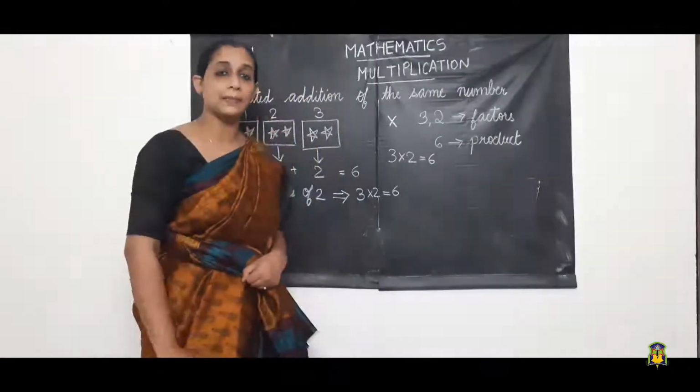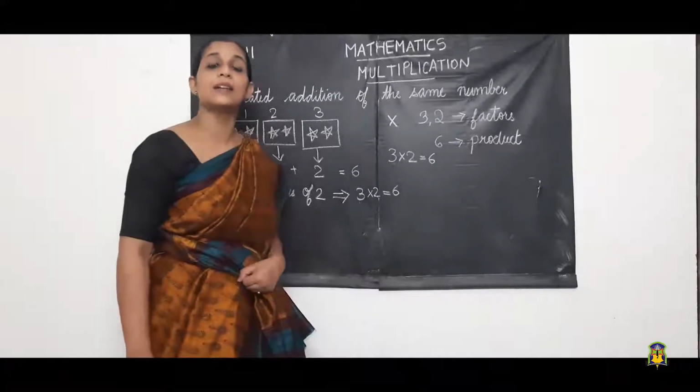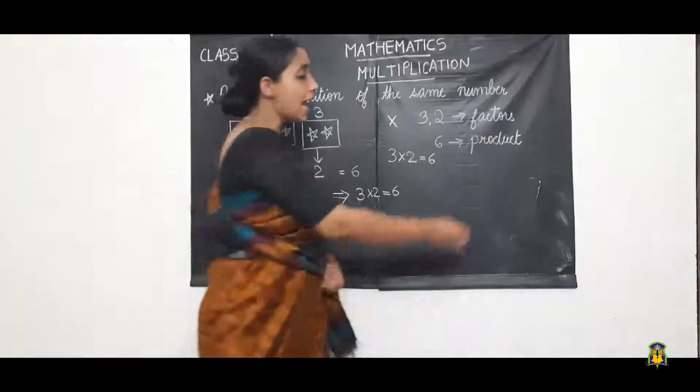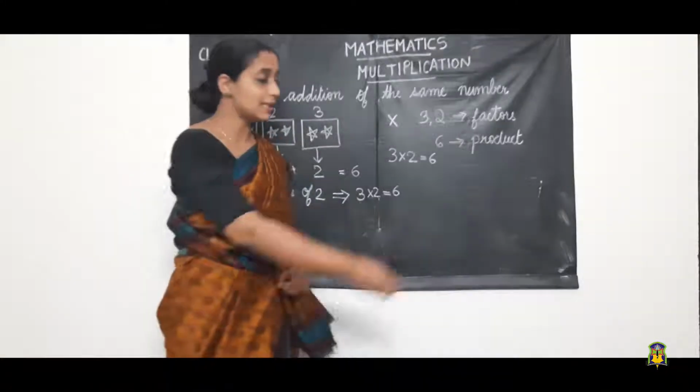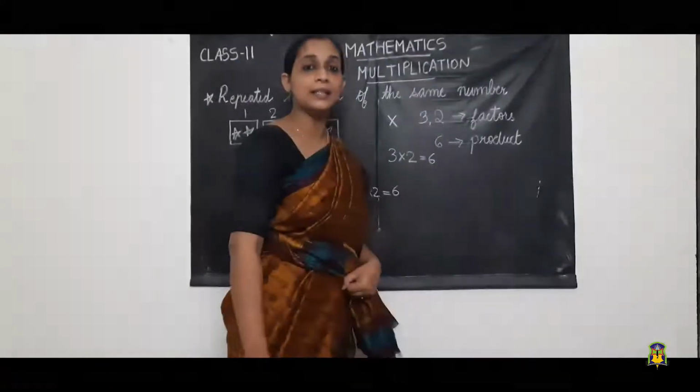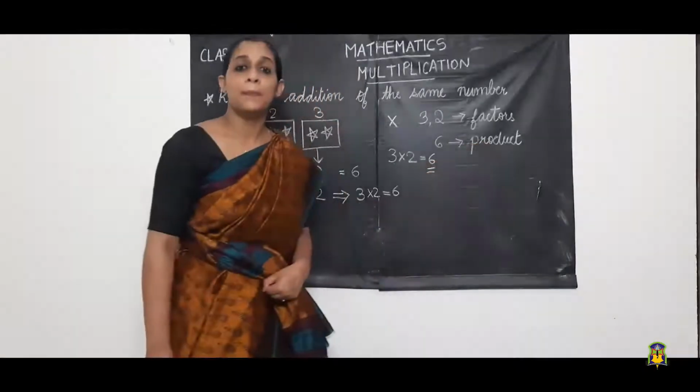Same way in multiplication, the 2 numbers that we multiply are called factors and the answer we get is called the product. What is the answer of multiplication called? Product. See, 6 is the answer and it is called the product.